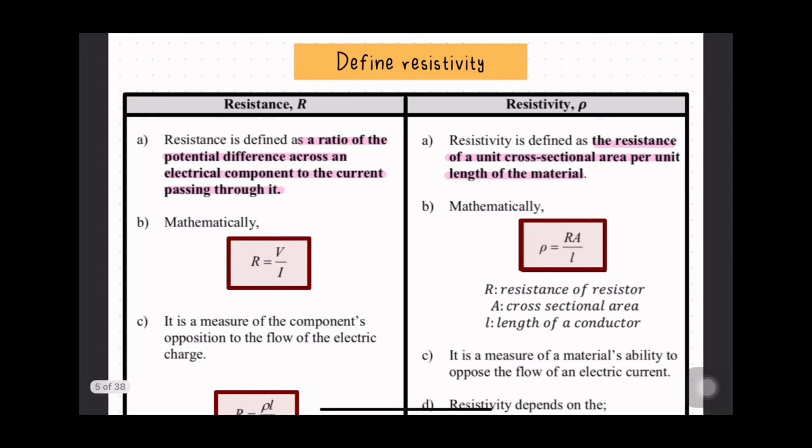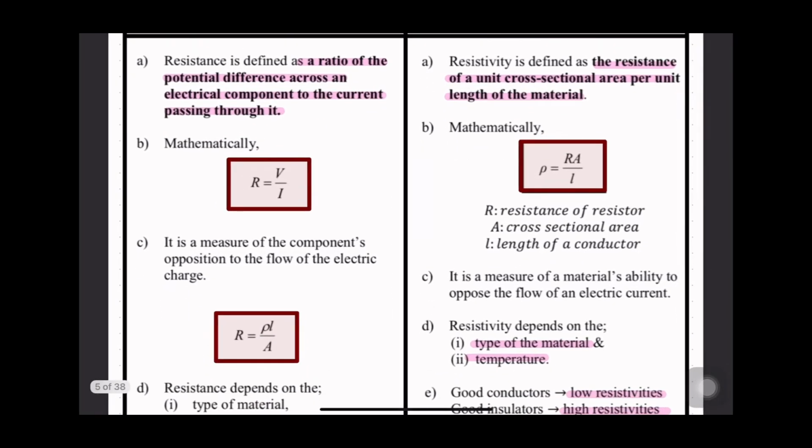Okay, next is define resistivity. Before you know about resistivity, you kena kenal dulu apa dia punya komponen dan apa itu dia punya rintangan. Okay, so resistance ni adalah rintangan. Resistance is defined as the ratio of the potential difference across an electrical component to the current passing through it. Lagi tinggi rintangan maksudnya susah lah current nak flow kan. Okay, so based on Ohm's law, rearrange the equation: R equal to V over I. So itulah R lah.